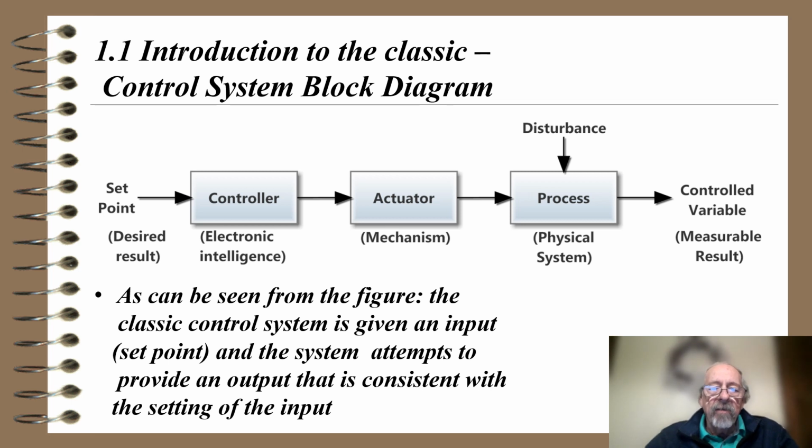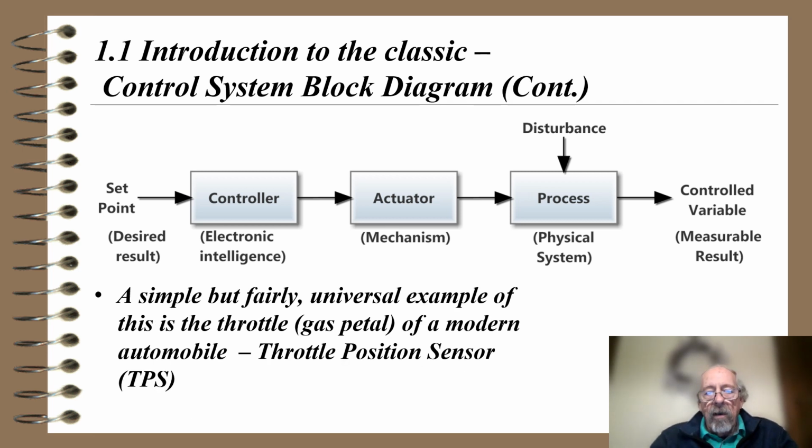As can be seen from the figure, the classic control system is given an input, that's a set point, and the system attempts to provide an output that is consistent with the setting of the input. Before we go deeper into each one of these blocks, here is a simple but fairly universal example of this type of control system: the throttle, that is the gas pedal of a modern automobile. Actually, the gas pedal is more correctly known as a throttle position sensor, or TPS, in modern cars.